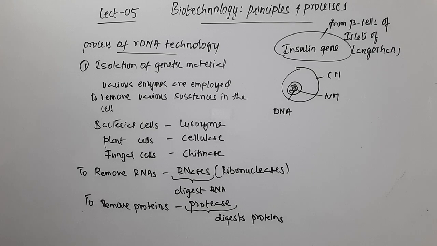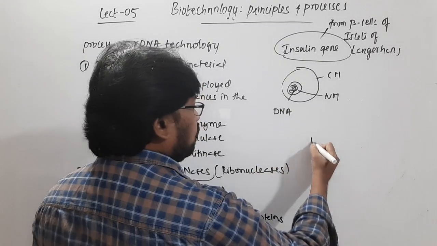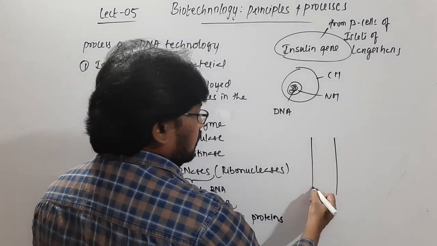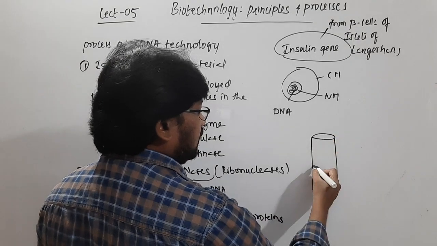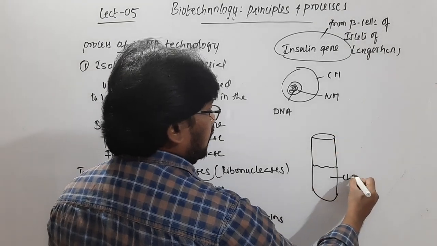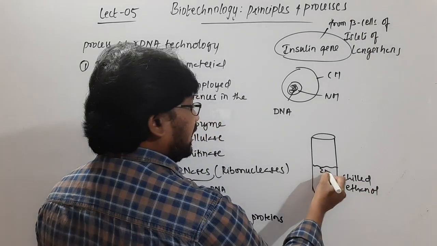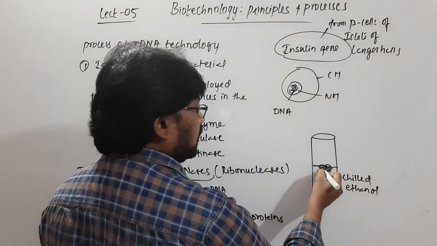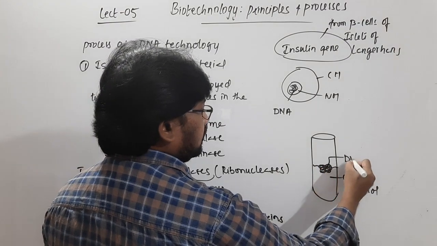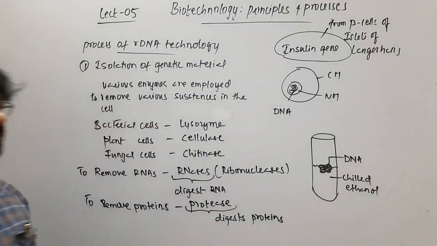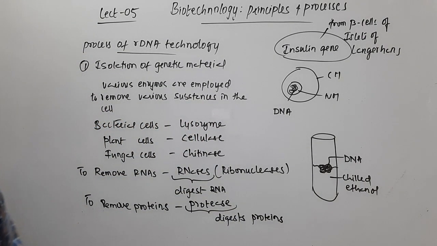Once that is finished, we will be obtaining a purified DNA only after treating with chilled ethanol. So once the DNA is treated with the chilled ethanol, the DNA gets precipitated. You can see here, this is the DNA, and collecting that DNA from the chilled ethanol is a process called spooling.